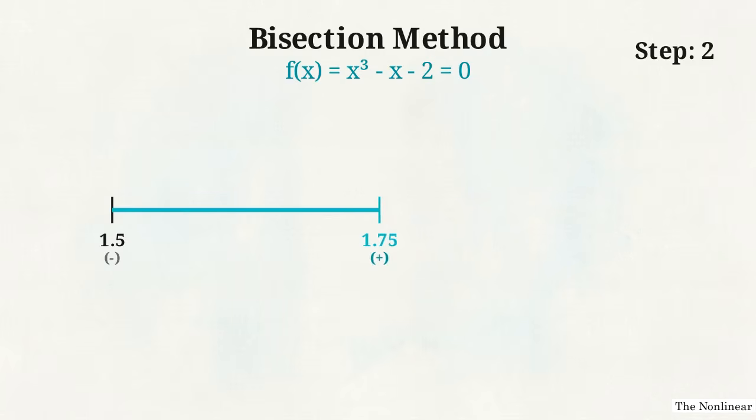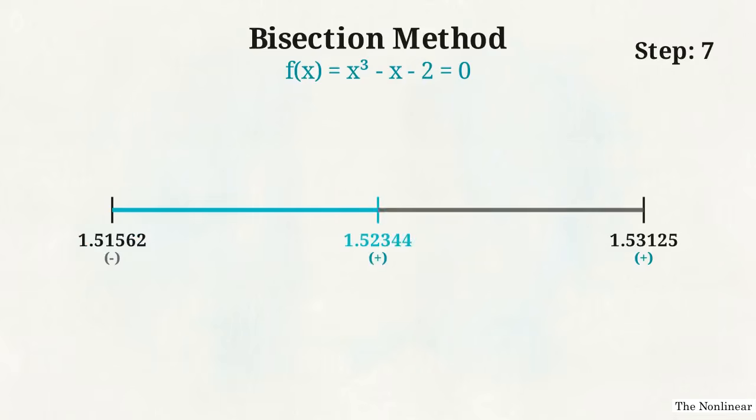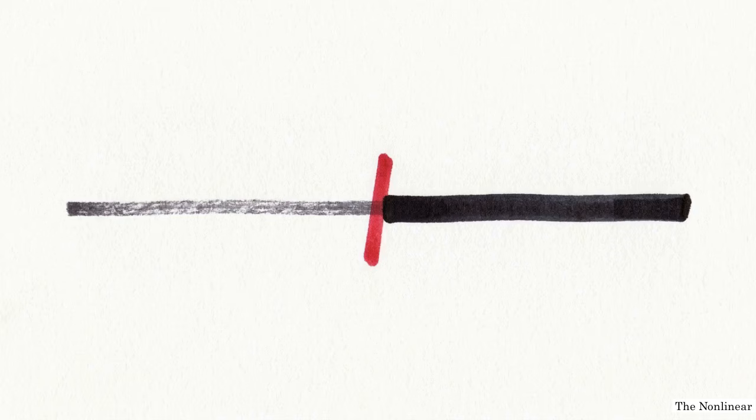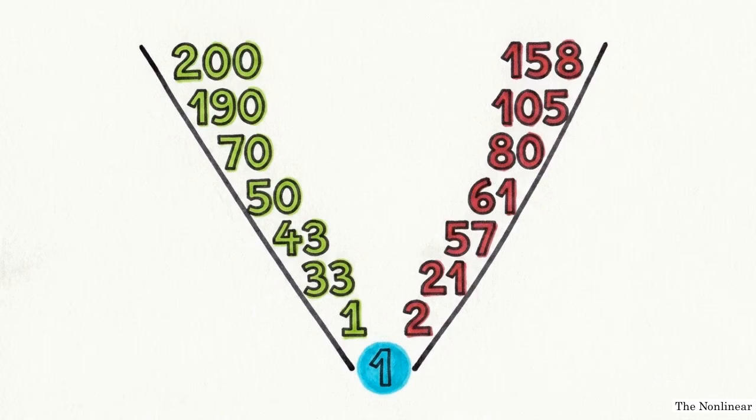Every time we repeat this process, we cut the search area in half. With each step, the precision of our answer doubles. 10 steps yields 3 decimal places of accuracy. This systematic trapping is called the Bisection Method. It is a reliable root-finding algorithm because it only depends on the sign of the function, ensuring it converges on a solution even where complex methods fail.